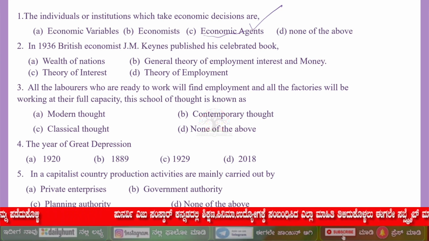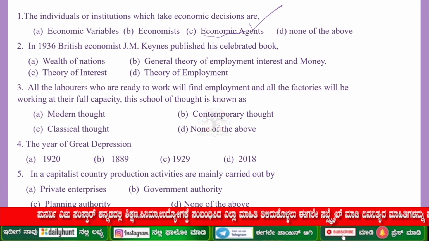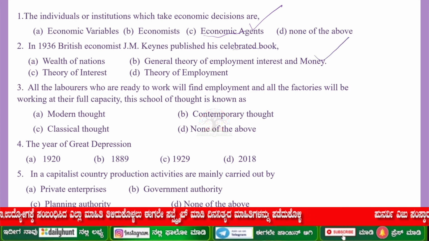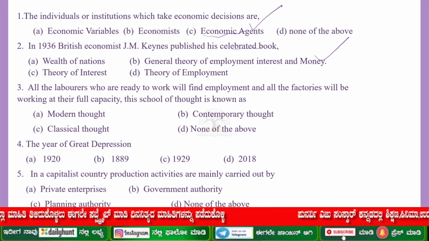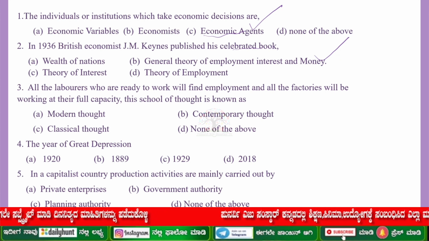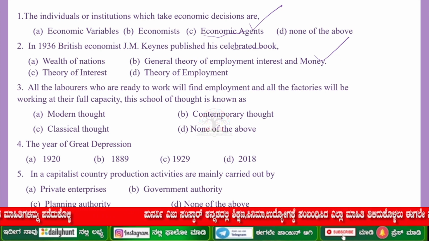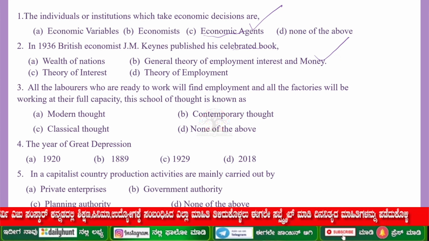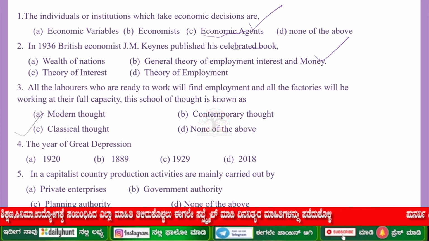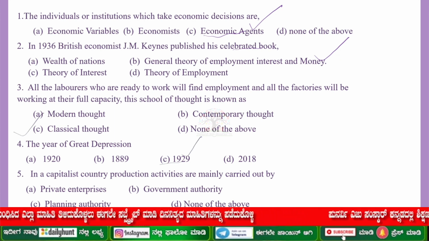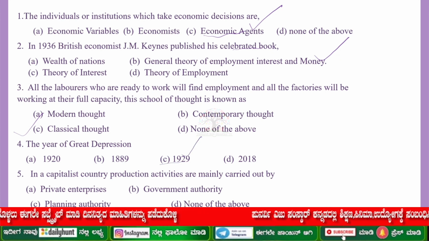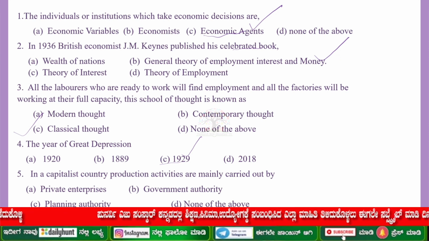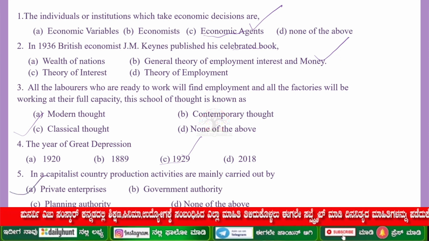In 1936, the British economist J.M. Keynes published a celebrated book, the General Theory of Employment, Interest and Money. All the laborers who are ready to work will find employment, and all the factories will be working at their full capacity. This school of thought is known as classical thought. The year of the Great Depression is 1929. In a capitalist country, production activities are mainly carried out by private enterprises.